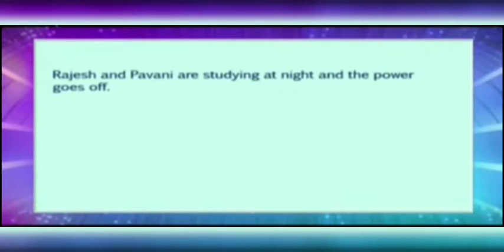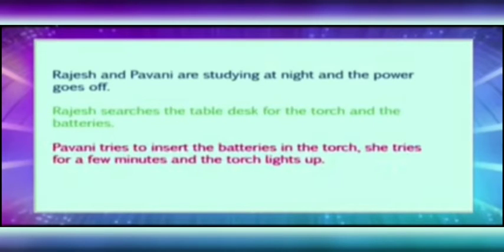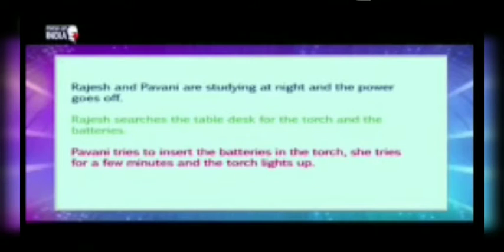Rajesh and Pavani are studying at night and the power goes off. Rajesh searches the table desk for the torch and the batteries. Pavani tries to insert the batteries in the torch. She tries for a few minutes and the torch lights up.